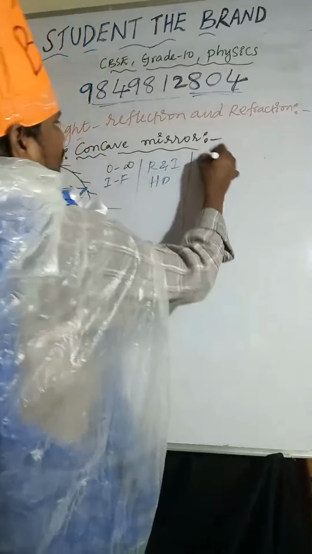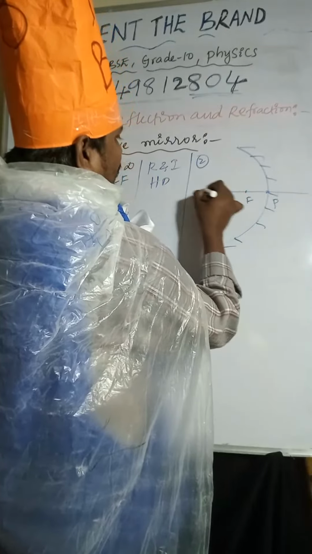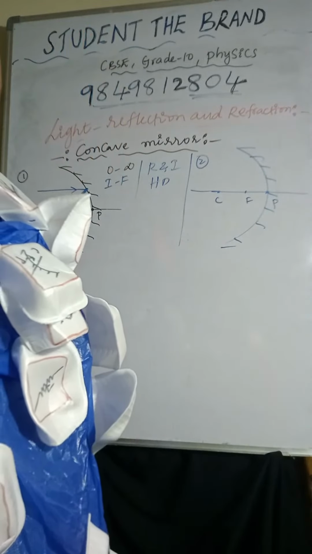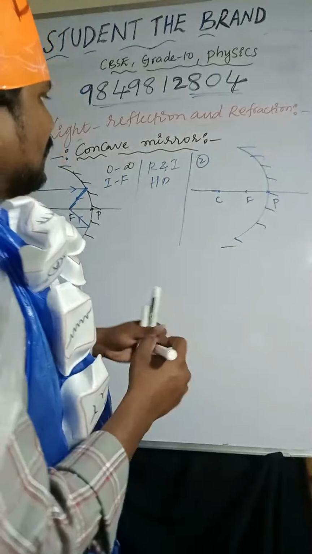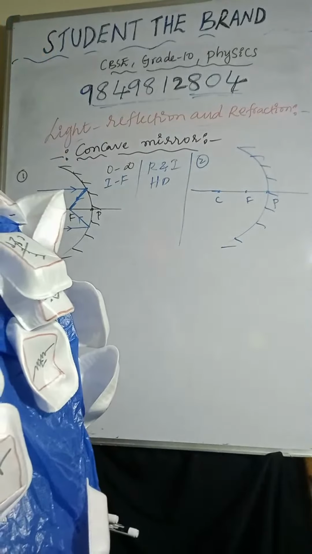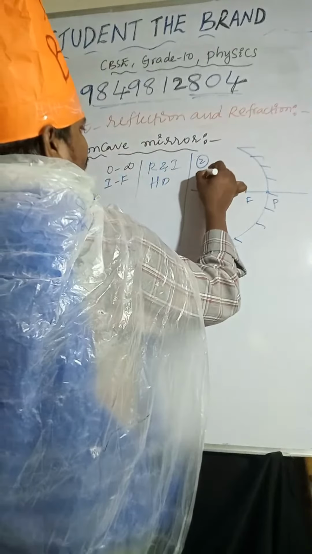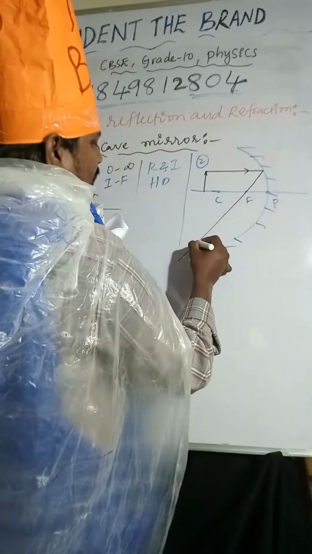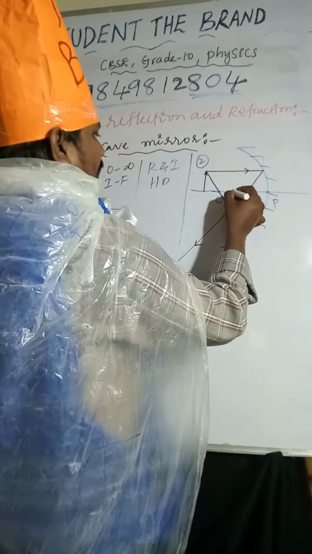Coming to the second one. So here I'm taking the pole, focus and center of curvature. Object is placed beyond center of curvature. Here I am placing the object. How many light rays? Minimum 2. One light ray I am taking like this, after reflection it passes like this. Another light ray I am taking like this. So the image is forming here.